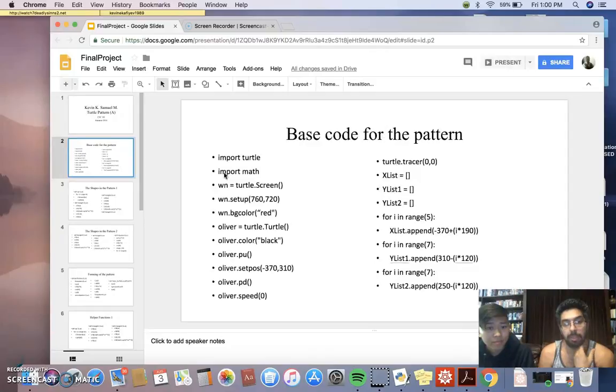We also set up our window screen, and it's going to be 760 by 720. Our background color is going to be red. Our turtle's name is going to be Oliver. Oliver's color is going to be black. And these two statements are pretty much PU is pen up, PD is pen down. Oliver's speed is going to be 0, so it'll instantaneously show you the pattern once we run the function.